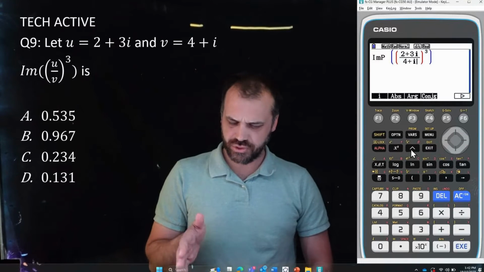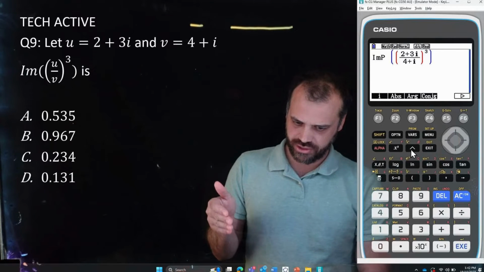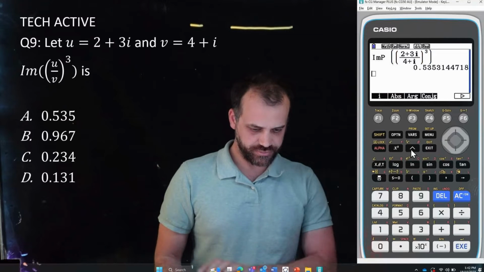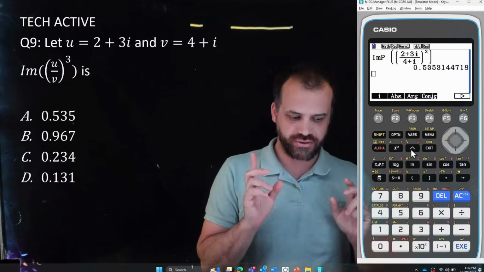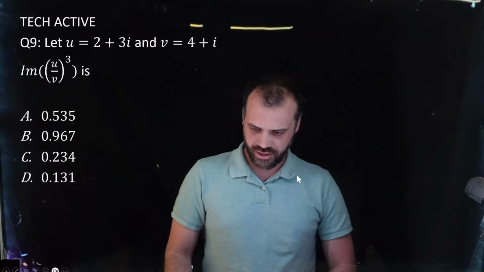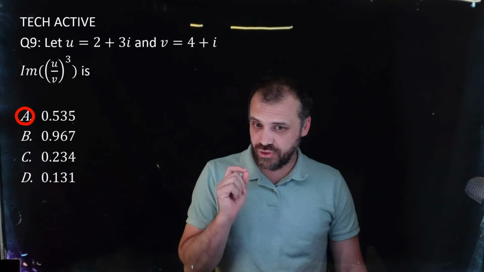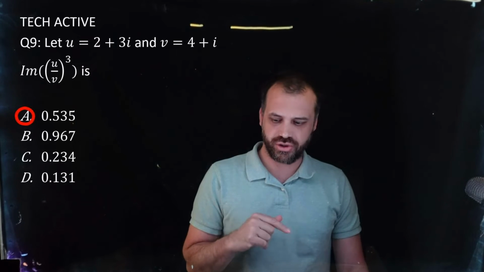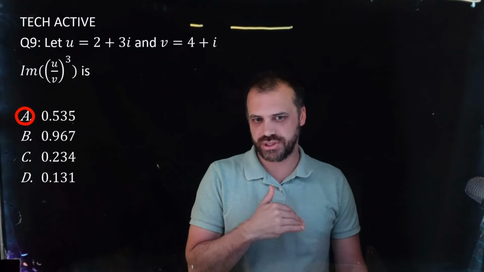Alright, I think that sort of matches my picture here. 2 plus 3i over 4 plus i, all cubed, but then what's the imaginary component? Alright, answer 0.5353, answer A. Very quick with a calculator. If you were to do that by hand, it's going to take you a much longer amount of time. So be aware of what your calculator can do and use it to its full potential.